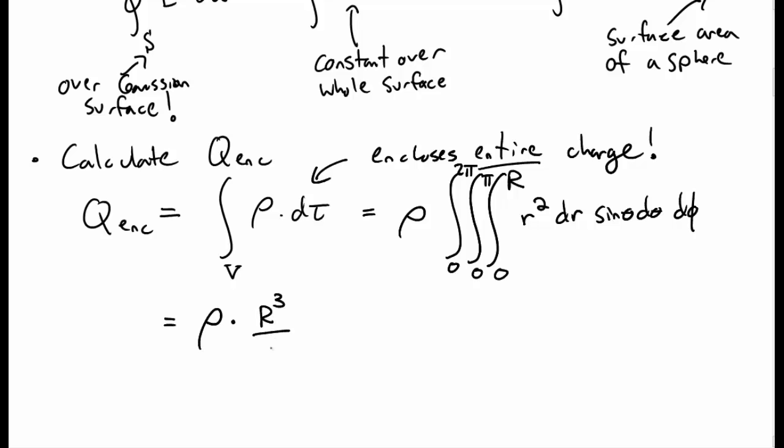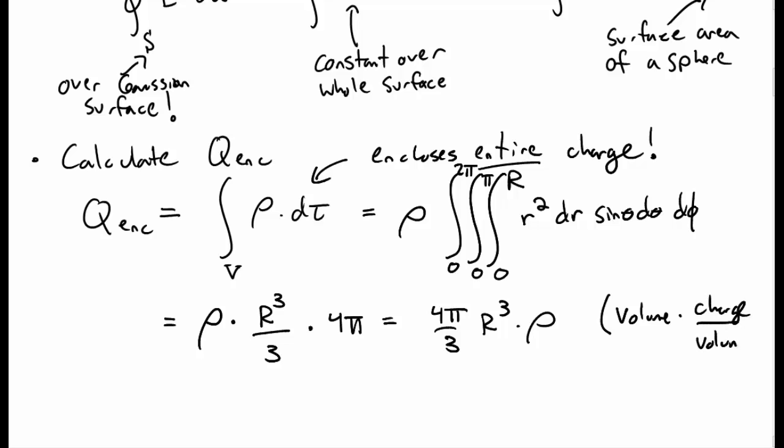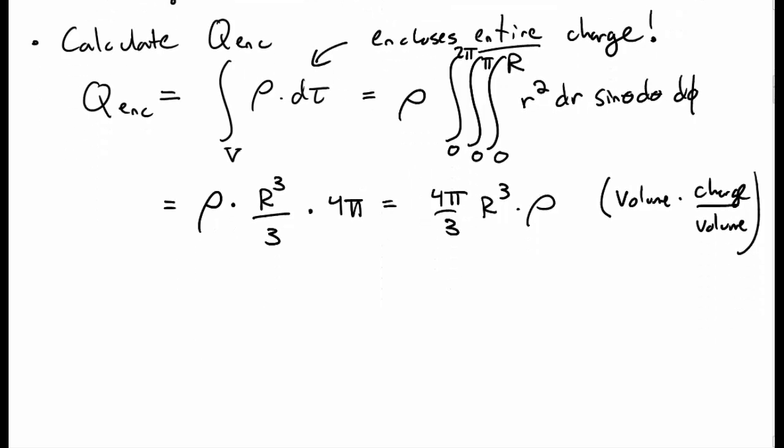Okay, so we can do these integrals. Then we get ρ times R cubed over 3 for the r integral. And then the angles give us a factor of 4π. So we get 4π over 3 R cubed times ρ. And notice this is indeed just the volume times the charge per unit volume. But it's nice to see that come out of the integral explicitly.